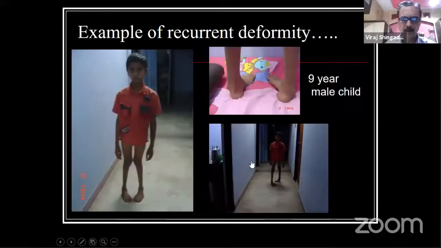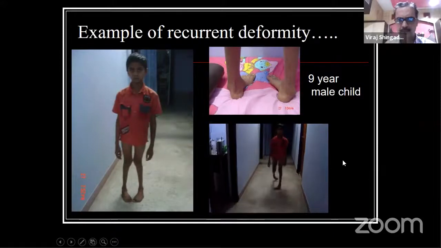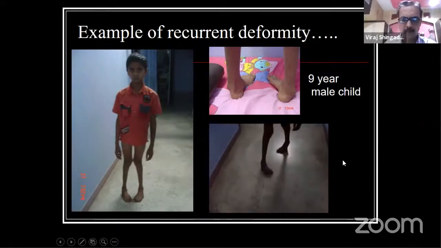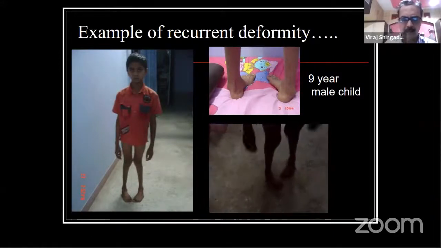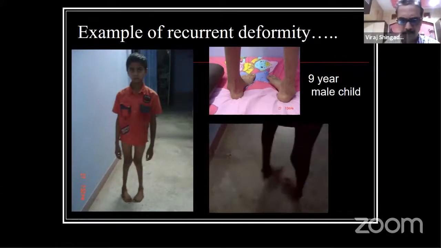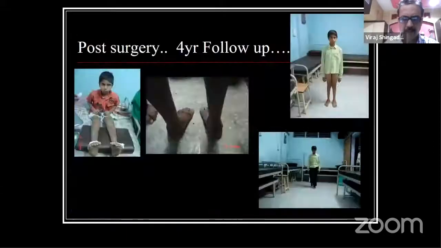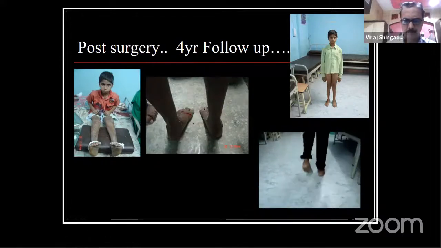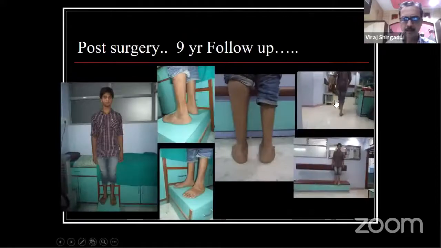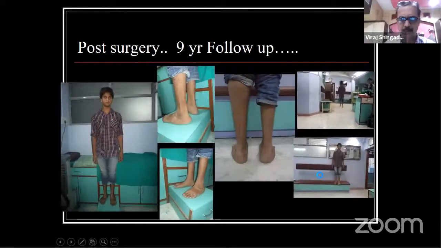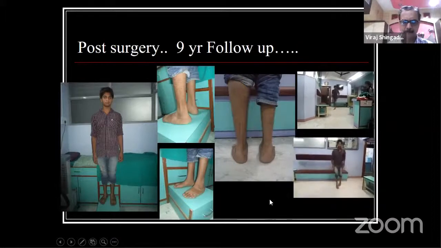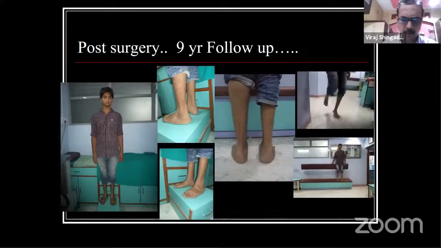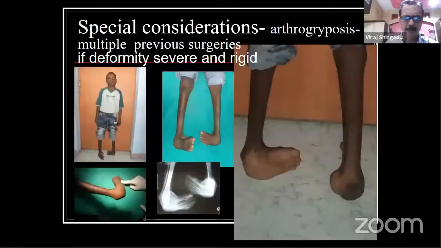So this is another example of recurrent deformity where this child is 9 years old. He has been operated 4 times elsewhere. And as the doctor was mentioning, they have secondary effects at the knee and all other areas. With the same procedure, this is a 4-year follow-up. And this is a 9-year follow-up. Most of the children, we have a follow-up of almost till maturity, many of them. So this is not a normal foot, I will not say, but this is quite a plantigrade foot.